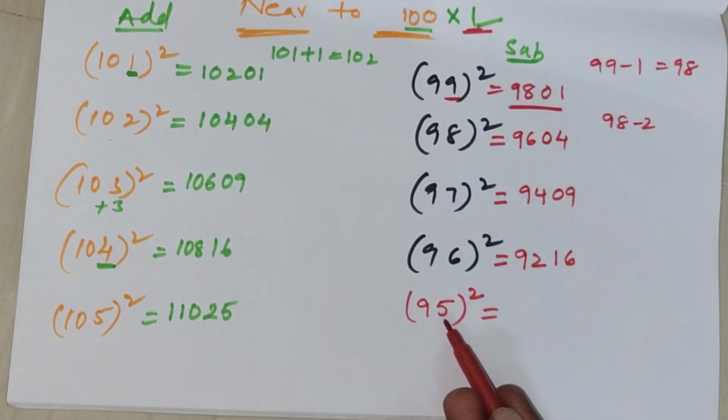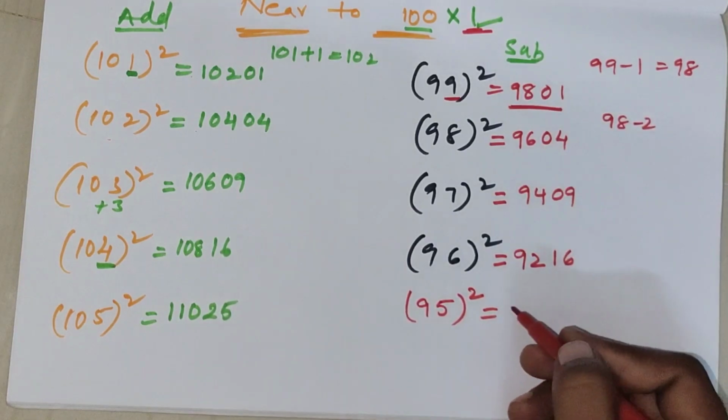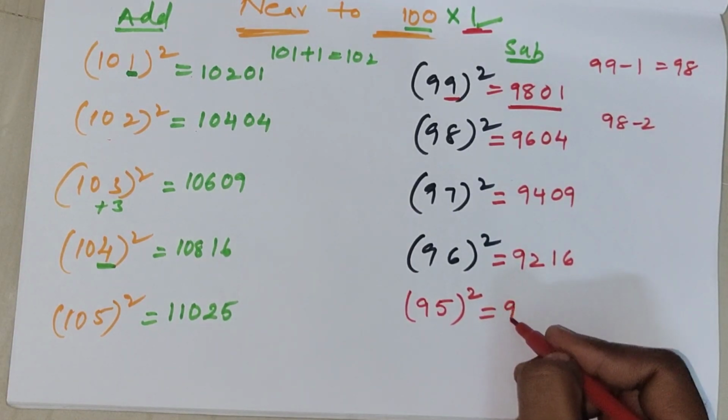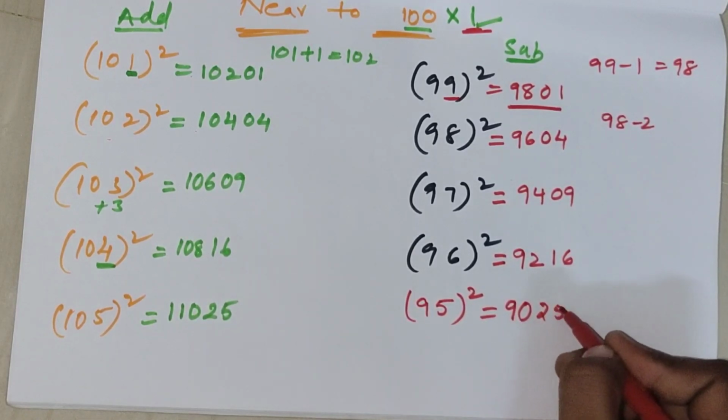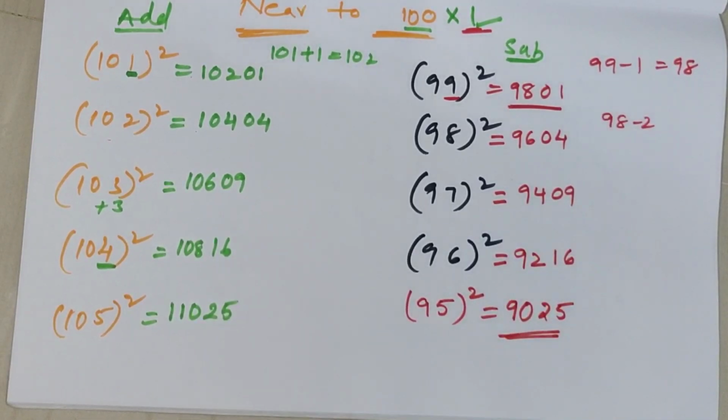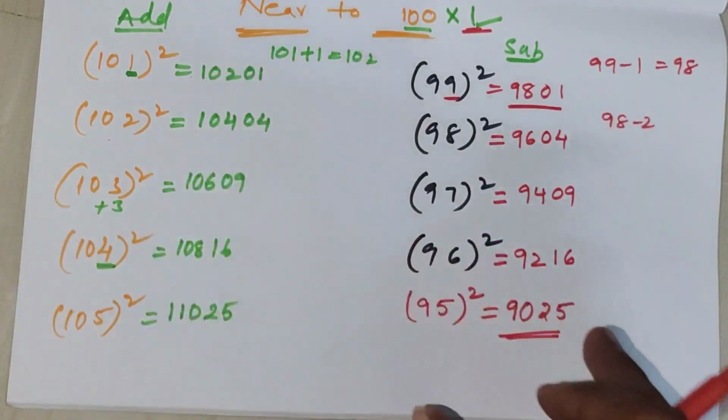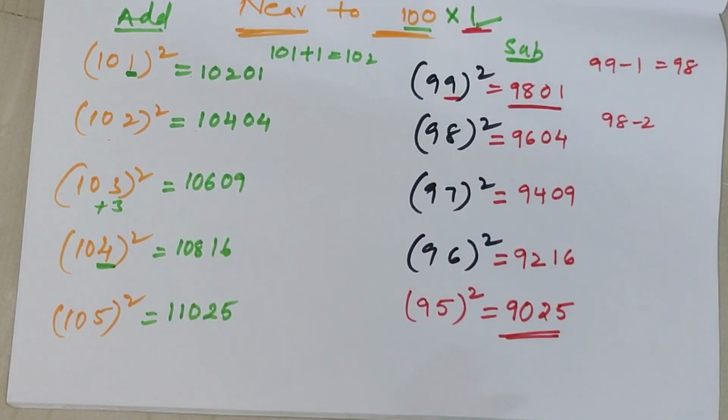95. How much less than 100? 5 less. Then it is equal to, subtract 5 from this one, we get 90, and 5 square is 25. Okay, check with your calculator. These are all very easy numbers. We can do it faster than a calculator.